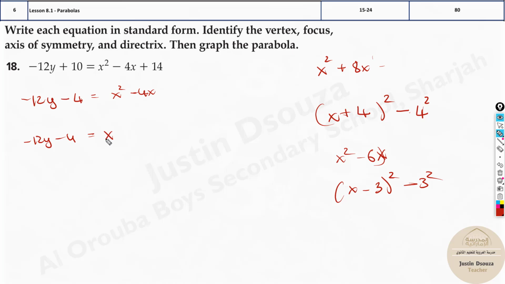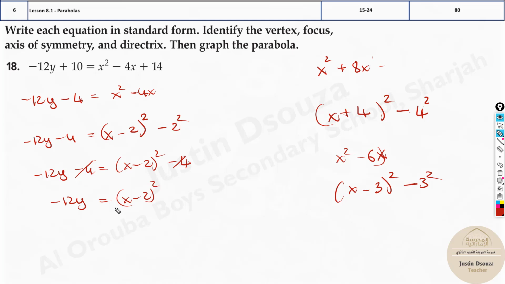Now let's do it over here. What happens? x minus 4 by 2 is 2, the whole square minus, what is this number? 2 squared. This is it. So now we have minus 12y minus 4 is equal to x minus 2 the whole square minus 4. Minus 4 cancels out. You can take it to the other side. It will become 0. Now you're remaining with 12y is equal to x minus 2 the whole square.